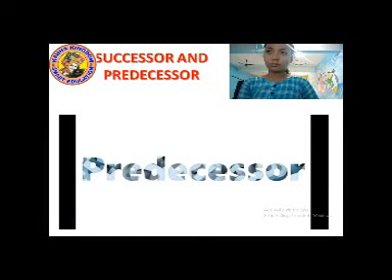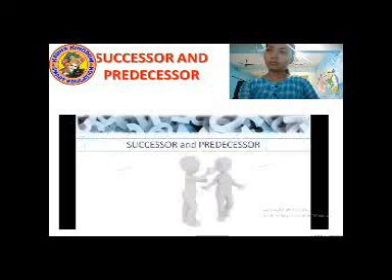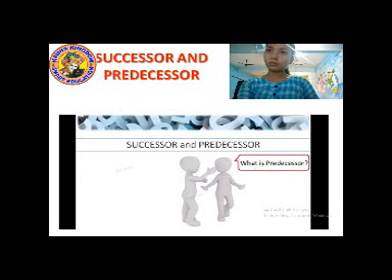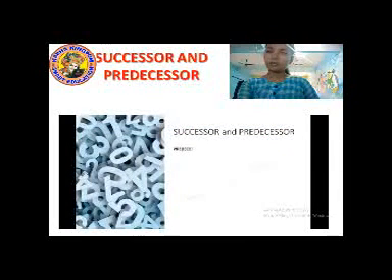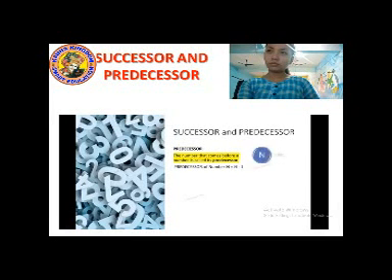Predecessor. What is predecessor? The number that comes before a number is called its predecessor. Let me tell you how to find predecessor of a number with some examples. If a number is n, then the predecessor of number n is n minus 1. To find predecessor of any given number, you have to subtract 1 from the given number.